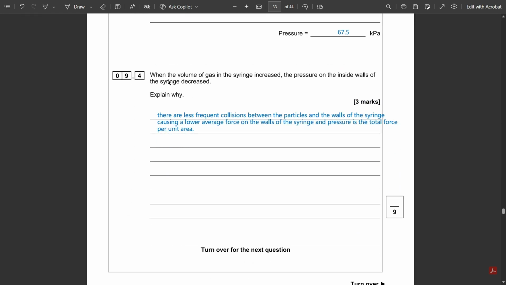When the volume of gas in the syringe increased, the pressure on the inside walls of the syringe decreased, and we have to explain why. And that's because there are less frequent collisions between the particles and the walls of the syringe, causing a lower average force on the walls of the syringe, and pressure is the total force per unit area, and the area is constant, so if the force decreases and the area stays the same, the overall pressure decreases.